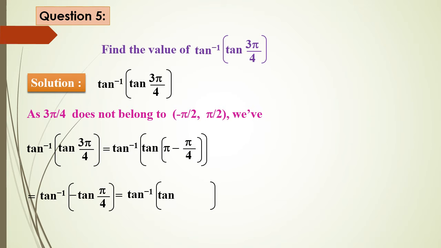So next, how are you going to simplify then? Again, tan inverse of tan of minus pi by 4, this is equal to minus tan inverse of tan pi by 4, because the minus can be taken out of the inverse trigonometric function. So tan inverse and tan are both gone, and the minus symbol remains in the same place, and pi by 4 will be the final result for the given problem.